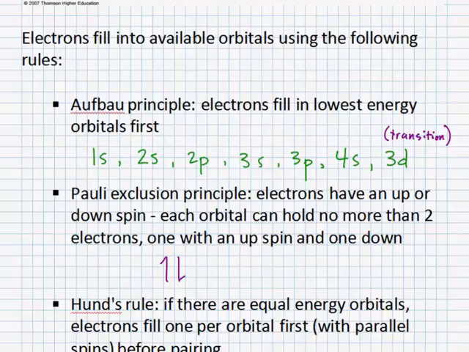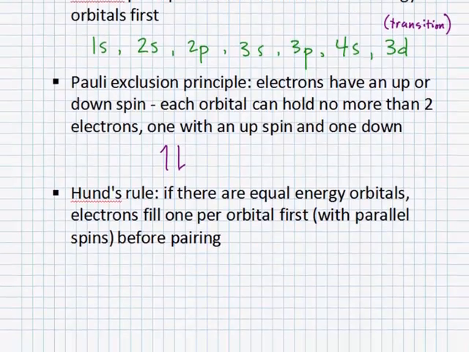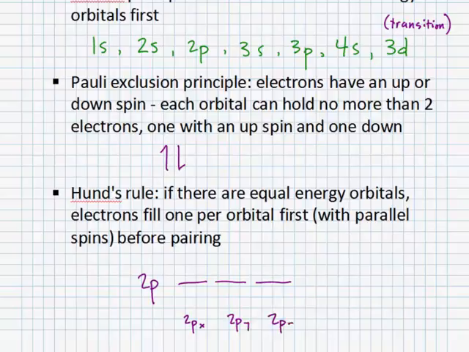So the last principle is Hund's rule. If there are equal energy orbitals, electrons fill one per orbital first before they pair. So remember, there are three of those 2p orbitals, right? 2px, 2py, and 2pz. So I can fill up to 6 electrons in this entire set of 2p orbitals, but if I only have 3 electrons to put in, I'm going to start with one of them in 2px, the next one in 2py, and the third one in 2pz.